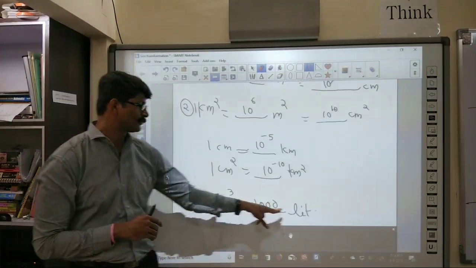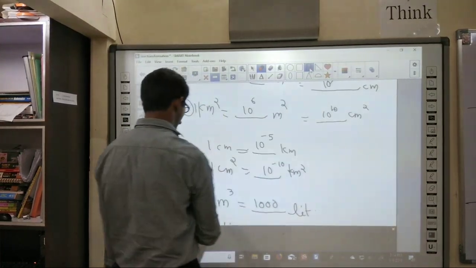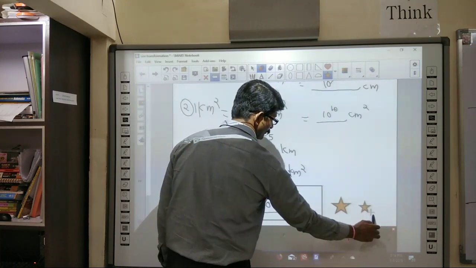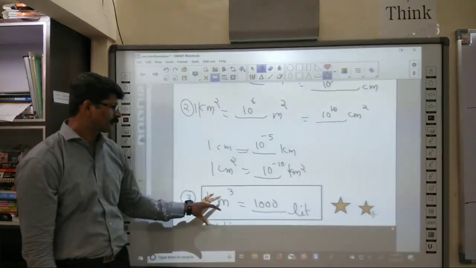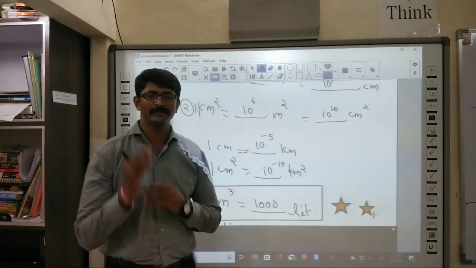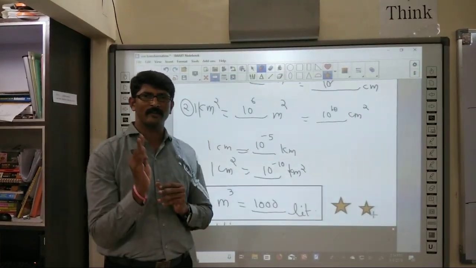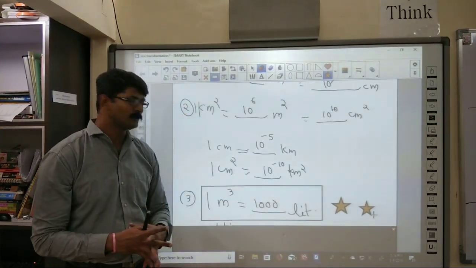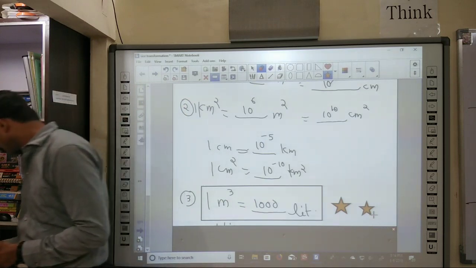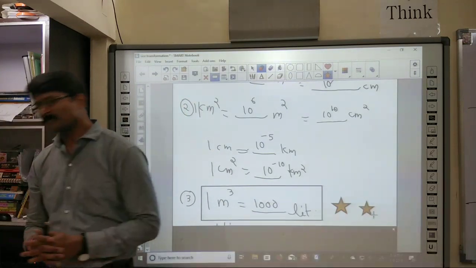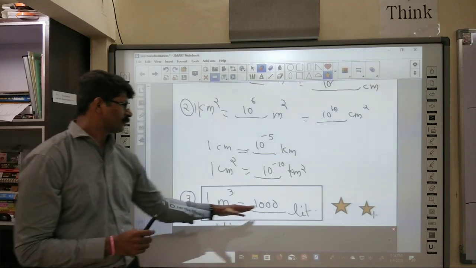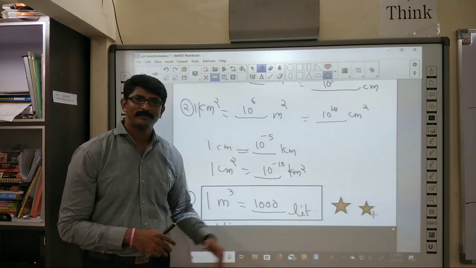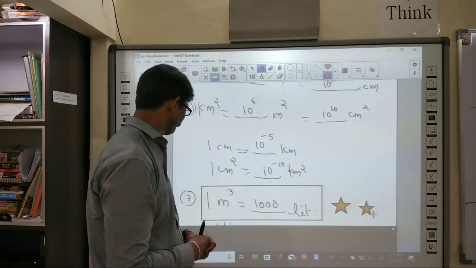1 meter cube is equal to 1000 liters. I'll put a box for it, and there is a star. You can put these stars also. So what is this? 1 meter cube is equal to 1000 liters. See, this is meter cube going to liter. Put this in your notebook. 1 meter cube is equal to 1000 liters. Can you see along with me? 1 meter cube is equal to 1000 liters.